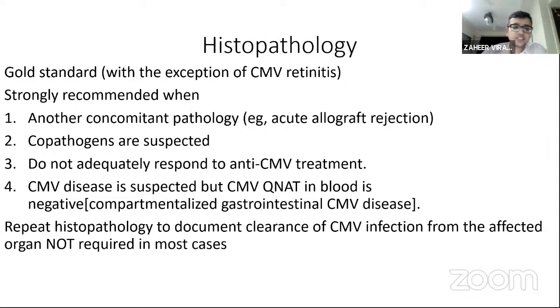A repeat histopathology is mostly not required. Obviously, if there is no clinical response and the patient is deteriorating, one might have to consider it. And we will also speak briefly about the ganciclovir resistance. But most of the time, one does not require a repeat histopathology.